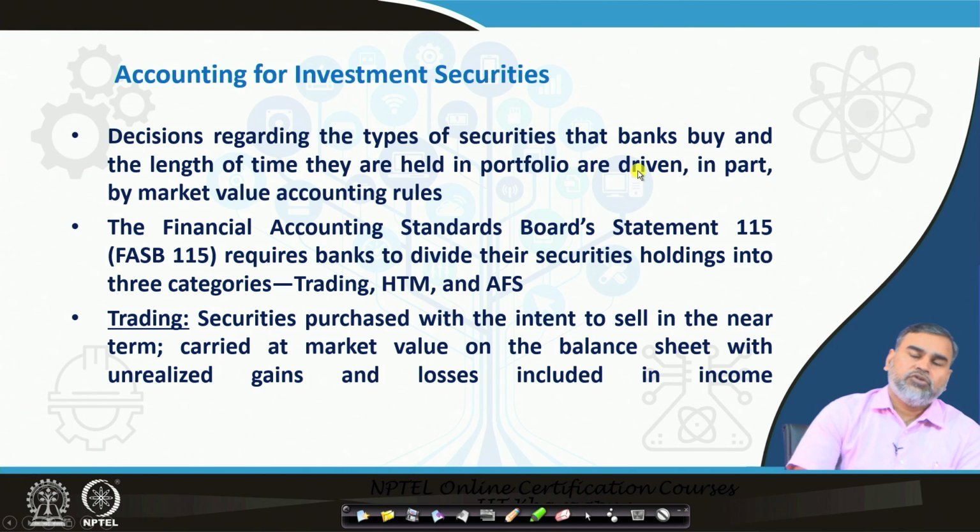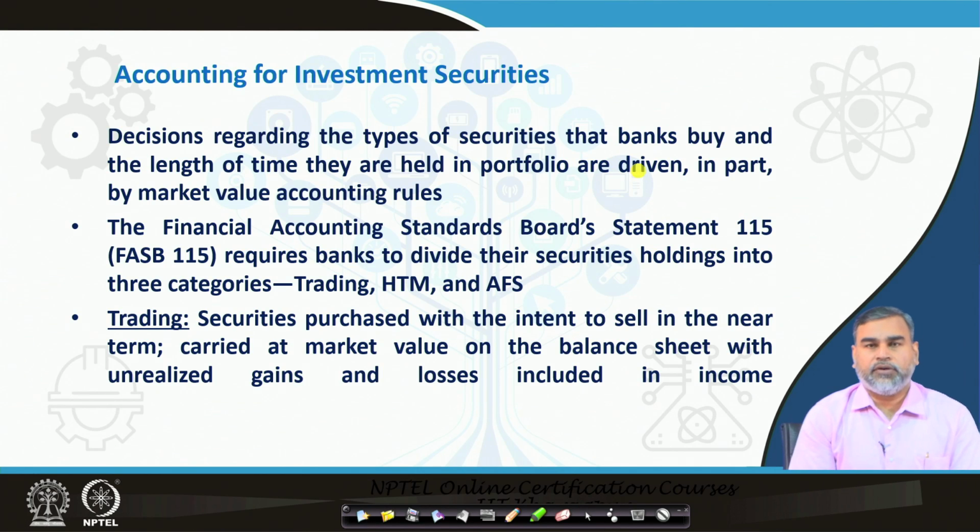There are some accounting rules the commercial banks have to follow. If you talk about the US market, the decision regarding the types of securities the banks buy or sell, and the length of time they are held in this particular portfolio, is partly driven by the accounting rules. If you go by the accounting standards, Statement 115 requires banks to divide their securities holdings into three categories: trading, HTM and AFS.